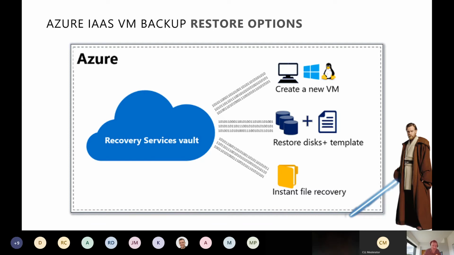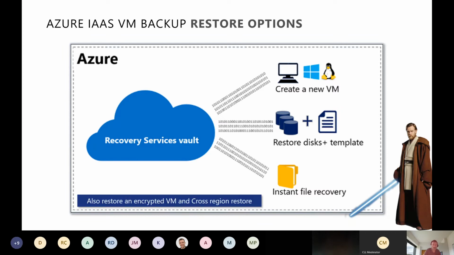It can also recover files from an Azure virtual machine backup. This option is only available for ARM VMs. When you use it, Azure Backup creates an executable or script which you need to run on your local computer, which will mount a volume, and then you can access these files through Windows Explorer. You can copy these files to your local computer or to any desired location. And these days, you can also restore any encrypted VMs you're using and do a cross-region restore.